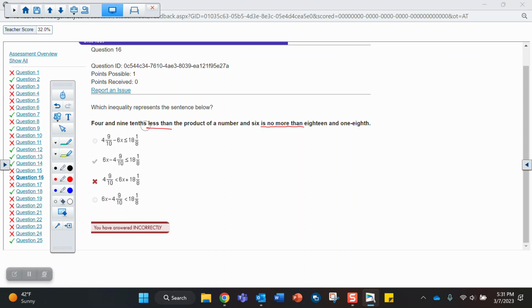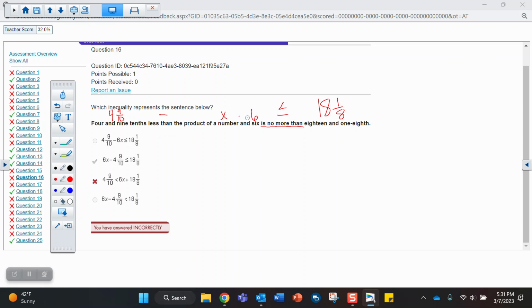This less than that you see at the beginning is actually subtraction. So 4 9/10 less than the product. So now I'm multiplying something. I'm multiplying a number and 6. So they use x for their number. I'm multiplying a number and 6 is no more than. When we say no more than, I know we see the word more, but it actually means less than or equal to. It means it can't go over a certain number, but it can be under a certain number. 18 1/8.